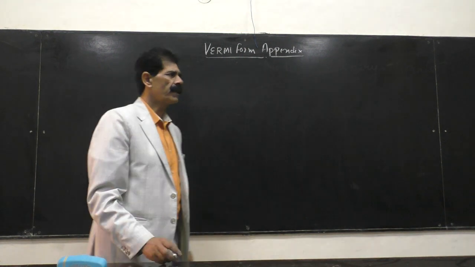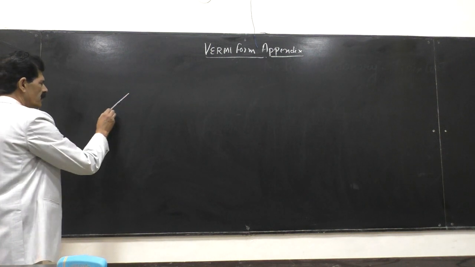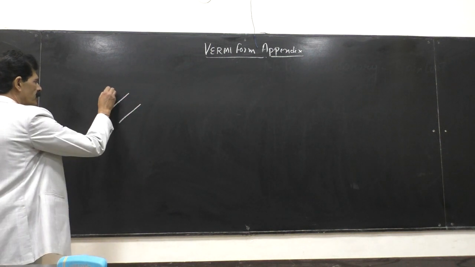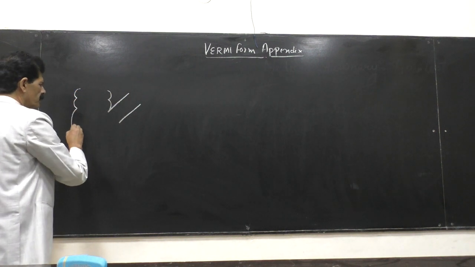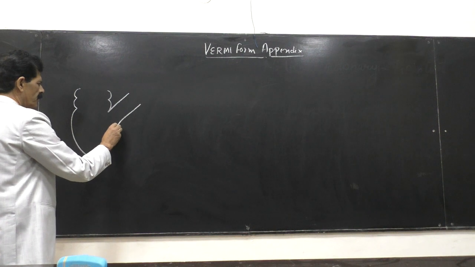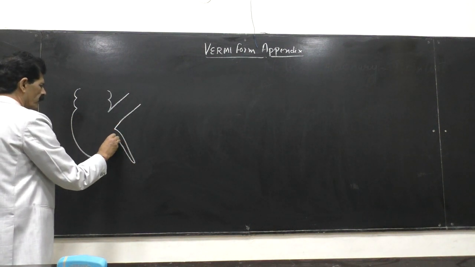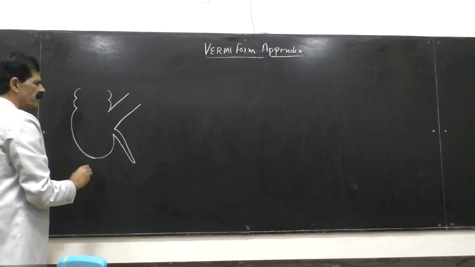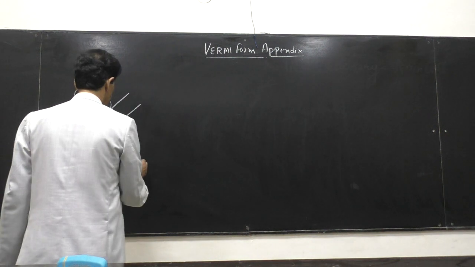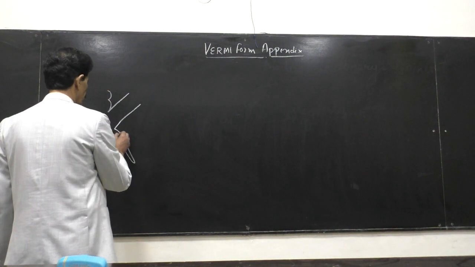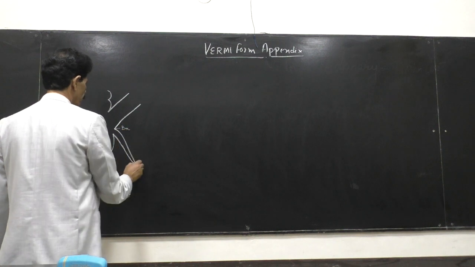So it is located near the ileocecal junction. This is the terminal ileum and this is the cecum. At the junction of the terminal ileum and cecum lies the vermiform appendix. Its normal length is 6 to 7 centimeters, and the tip tapers from the base. So this is called the base of the appendix, and this is called the tip.